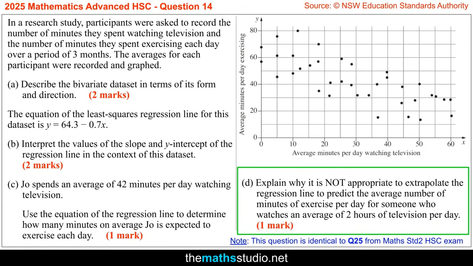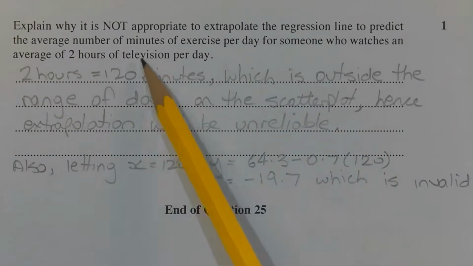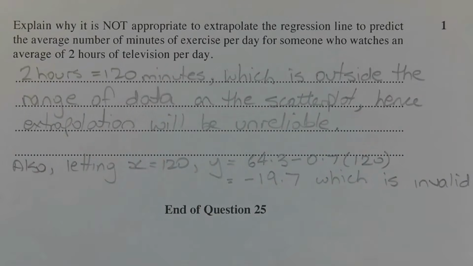Part D. Explain why it is not appropriate to extrapolate the regression line to predict the average number of minutes of exercise per day for someone who watches an average of 2 hours of television per day. 2 hours of watching television is equal to 120 minutes of watching television.